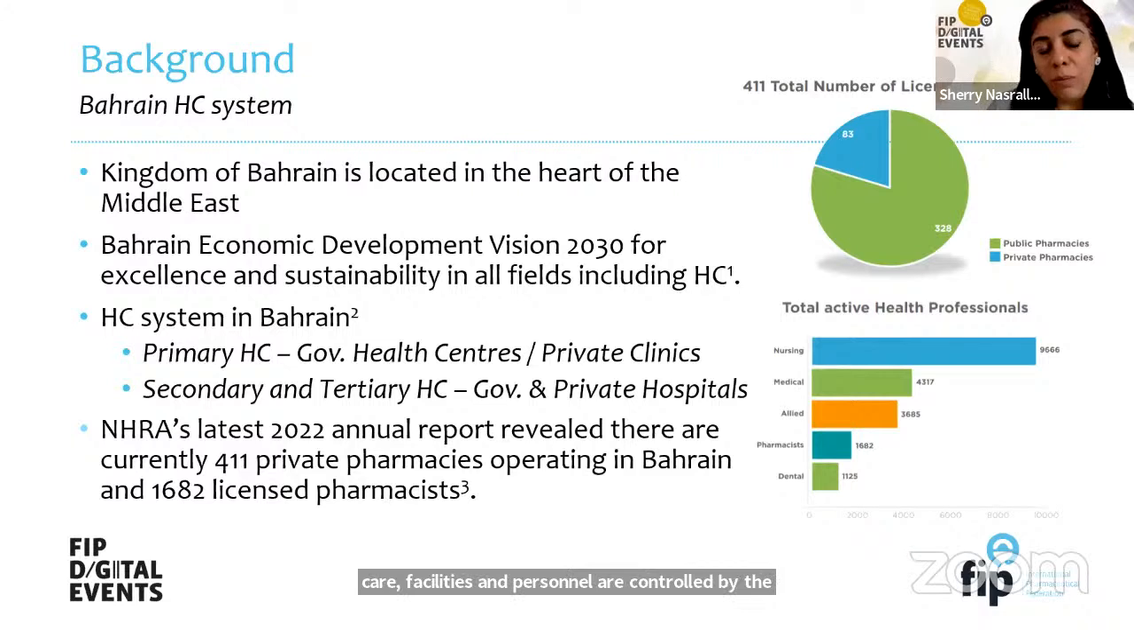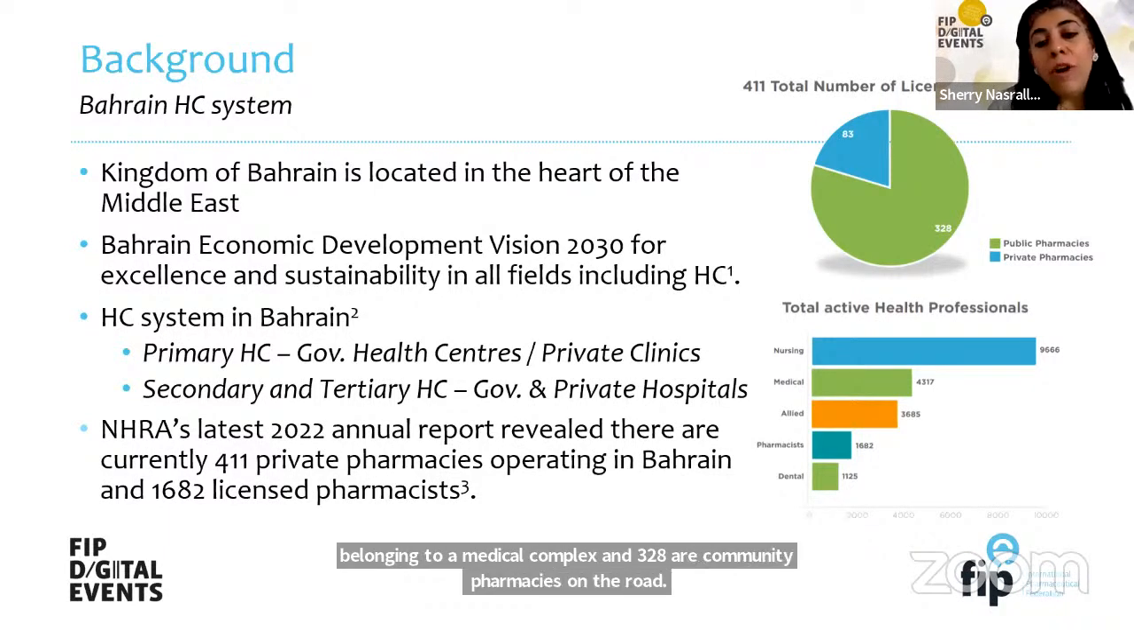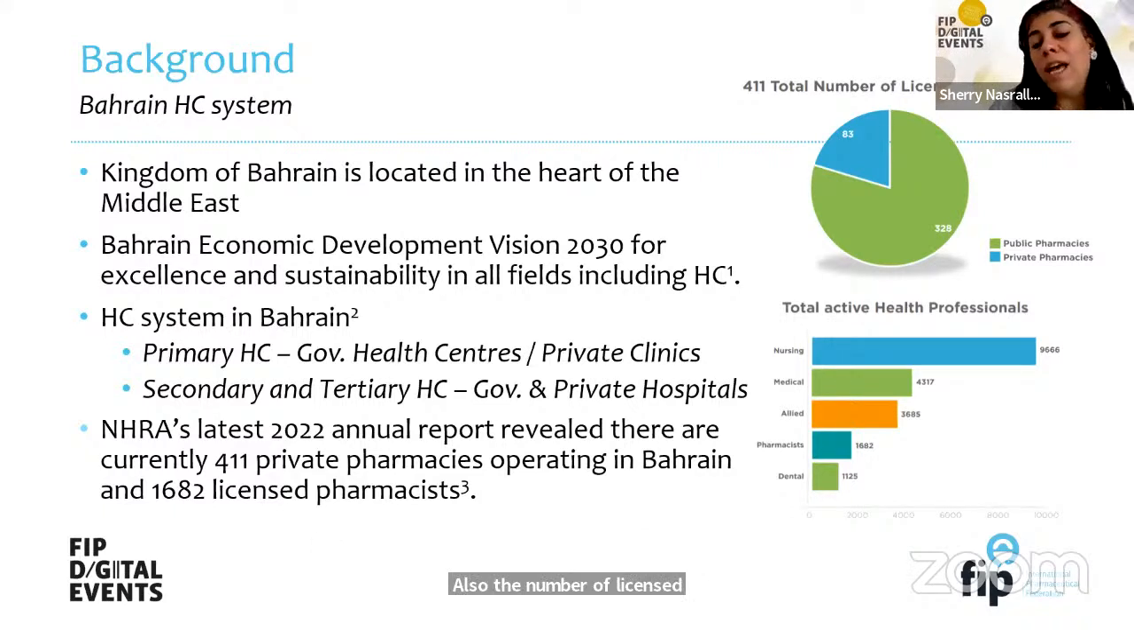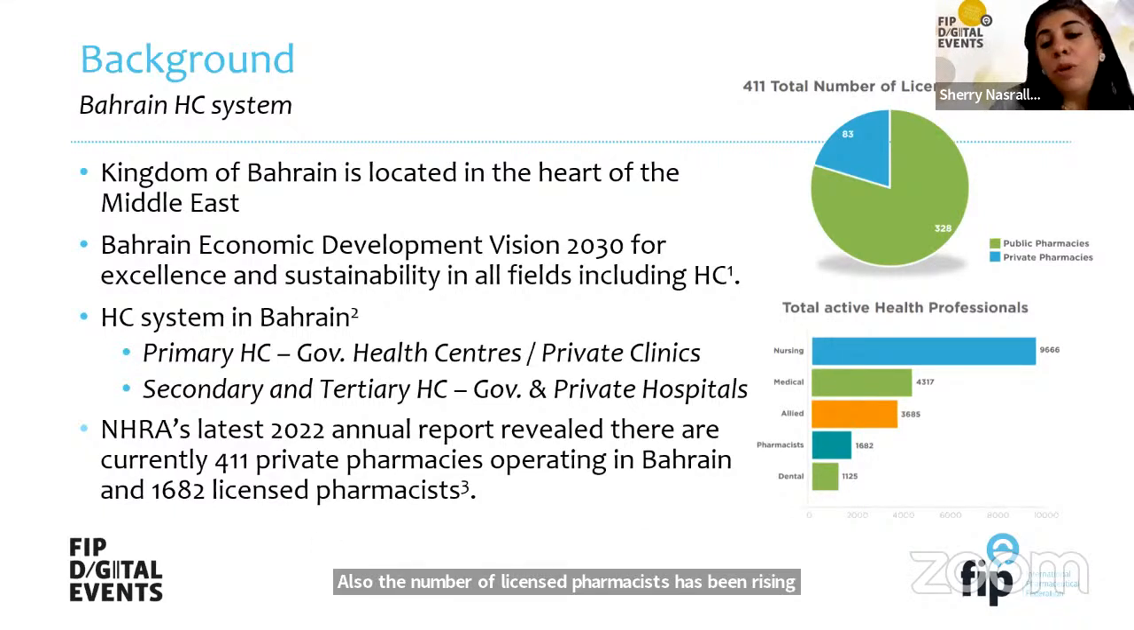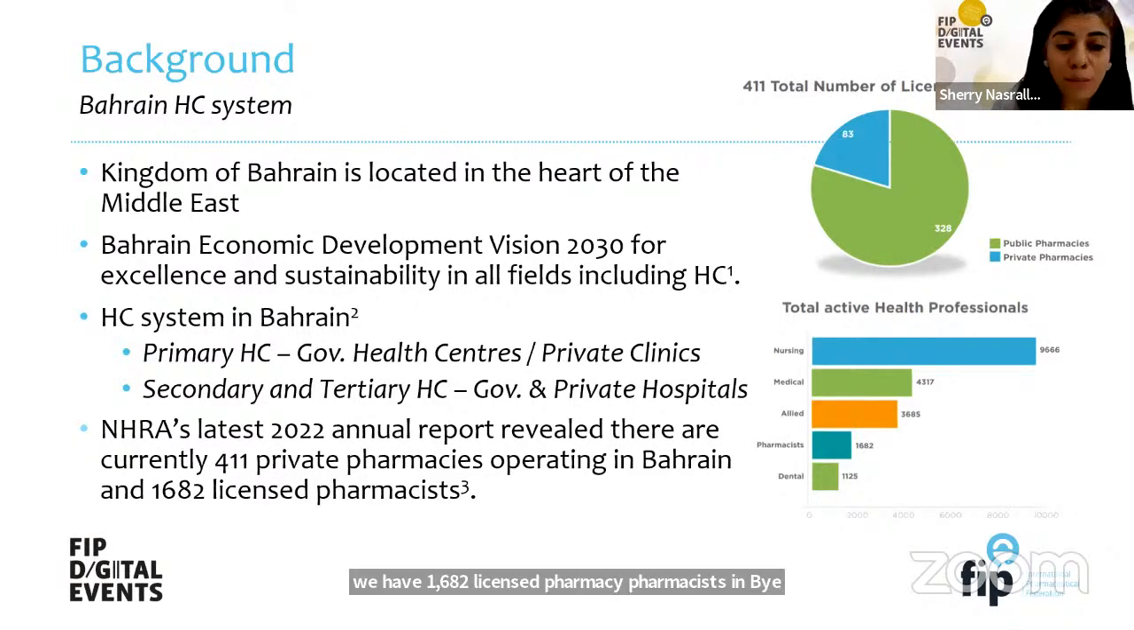In their latest annual report of the year 2022, they've shown that we currently have 411 total private pharmacies in Bahrain, of which 83 belong to a medical complex and 328 are community pharmacies on the road. Also, the number of licensed pharmacists has been rising drastically. The annual report states that we have 1,682 licensed pharmacists in Bahrain, and the numbers are rising.